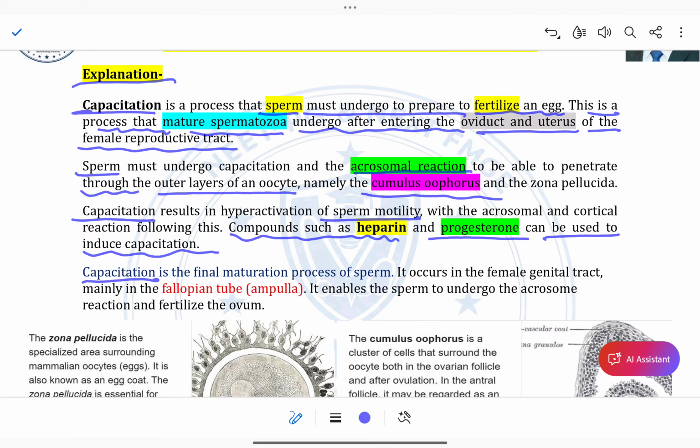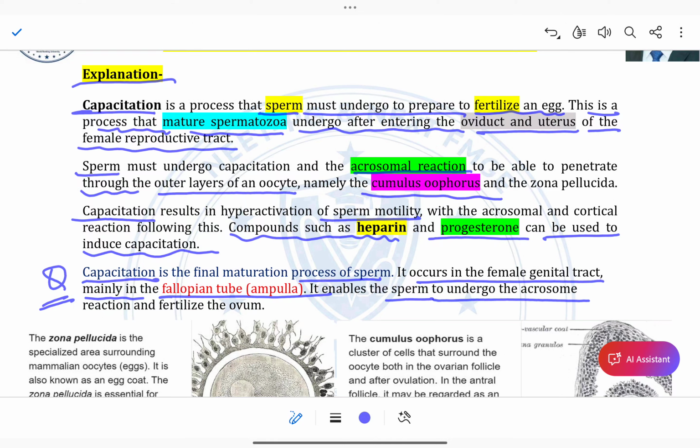Capacitation is the final maturation process of a sperm. It occurs in the female genital tract, mainly in the fallopian tube. So this is a question. Mainly where? In the fallopian tube, in the ampulla. It enables the sperm to undergo the acrosome reaction and fertilize the ovum.